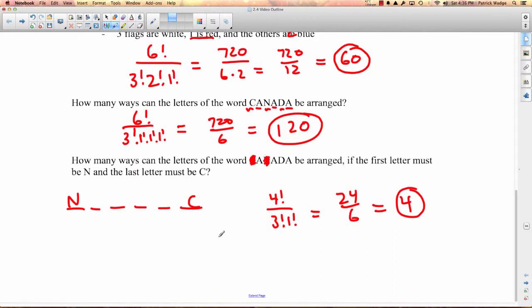And that makes sense, because one way is to have the D first, and then AAA. One way is to have the D second, and then AAA. One way is to have the D third, and then AAA. And one way is to have the D last, and then AAA. And there's no other way to do it, because all the A's are identical.